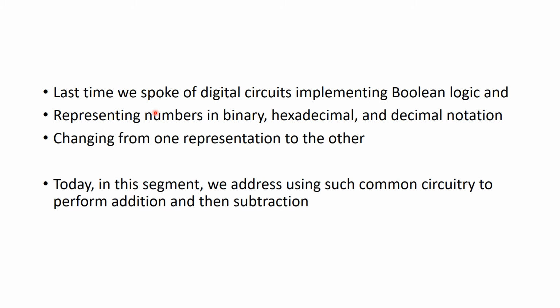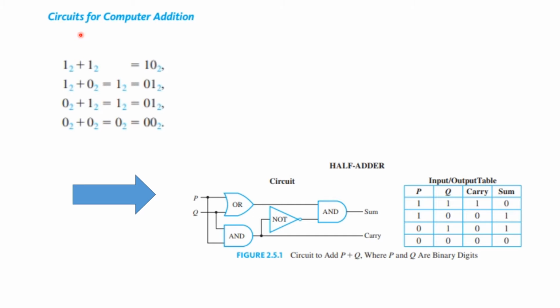Last time we spoke of digital circuits and implementing Boolean logic with them. And we also talked about representing numbers in binary, hexadecimal, and decimal notation and changing from one representation to the other. Today, in this segment, we address using such common circuitry to perform addition and then subtraction. So let's begin by talking about how you would add, and let's just talk about adding binary digits.